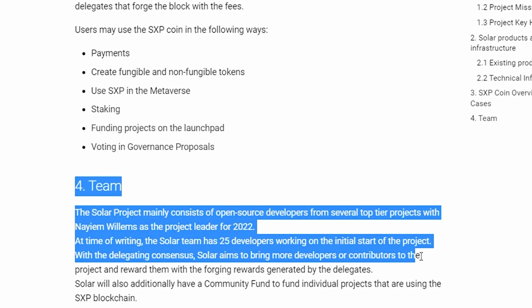I do believe it is also extremely important to check out what is going on with the team, guys. So as I did say, it was community driven. Now, the Solar project mainly consists of open source developers from several top tier projects, with Naeem Williams as the project leader of 2022. So essentially, folks, Solar is aiming to be a decentralized community driven DPoS blockchain, guys, where community members can simply come and get involved by holding the SXP token, the SXP token being at the core of this Solar blockchain. A good way to actually describe Solar SXP is it's really a combination of Cosmos, Ethereum, and Solana.